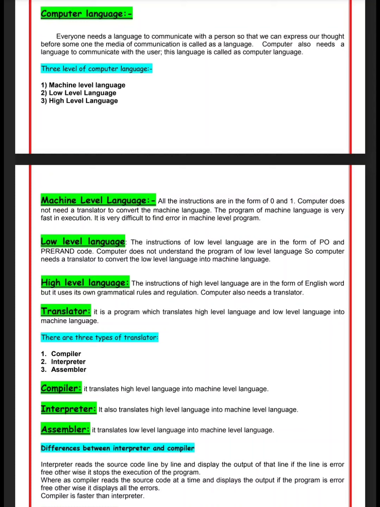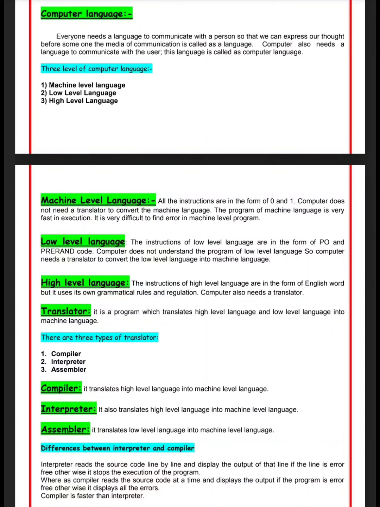Low level language: the instructions of low level language are in the form of opcode and operand code. The computer does not understand the program of low level language, so the computer needs a translator to convert low level language into machine language. High level language: the instructions of high level language are in the form of English words, but it uses its own grammatical rules and regulations. The computer also needs a translator.